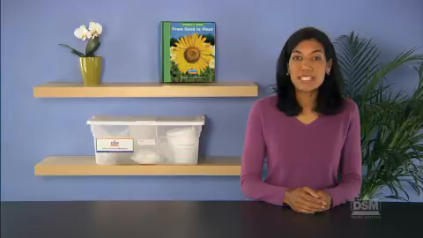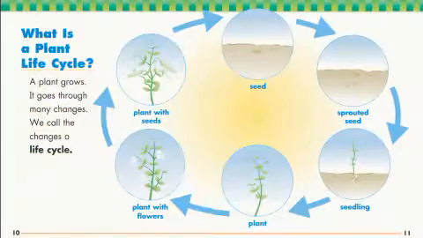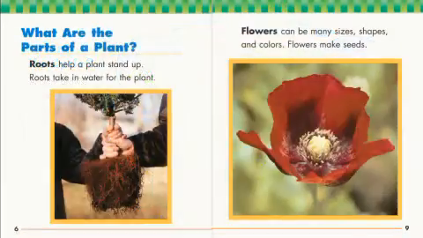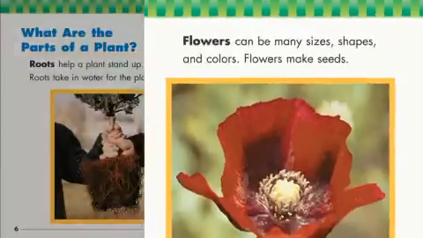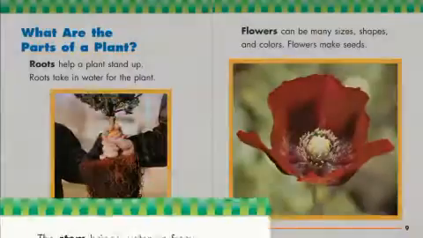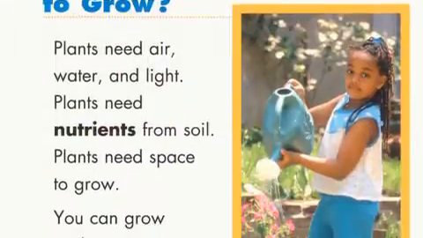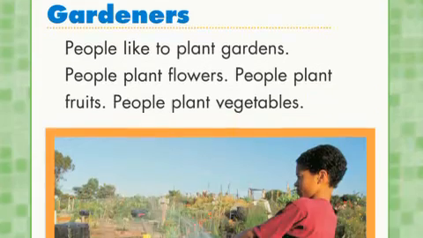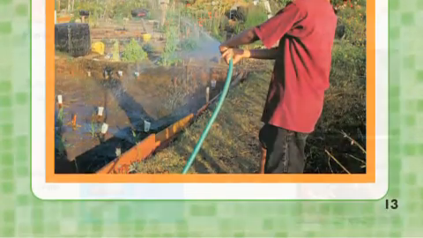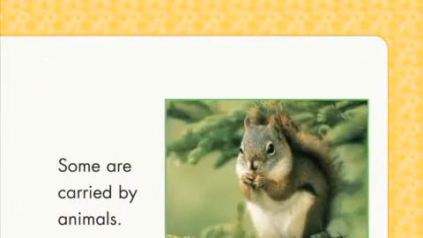In addition to the 14 hands-on activities, the Delta Science Reader From Seed to Plant introduces students to the life cycle of a plant. Students read about the parts of seeds and how seeds develop into plants. They explore the functions of different plant parts and see what a plant needs to grow. Students find out about gardeners and why the plants they grow are important. They also discover the fascinating ways seeds travel from place to place.